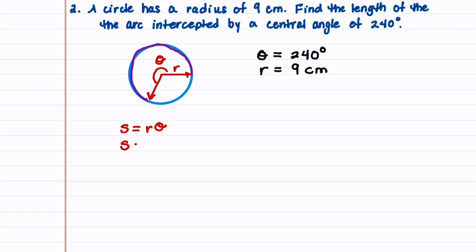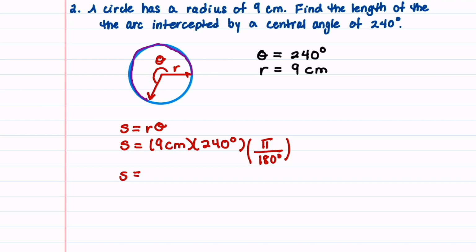So our arc length S is equal to our radius, which is 9 centimeters, times our angle, which is 240 degrees. And now we have that added step that we need to convert from degrees to radians so that all of our units match up. So to convert from degrees to radians, we're going to multiply by pi over 180 degrees. And I have a video explaining why that is if you want to watch that video on converting between degrees and radians.